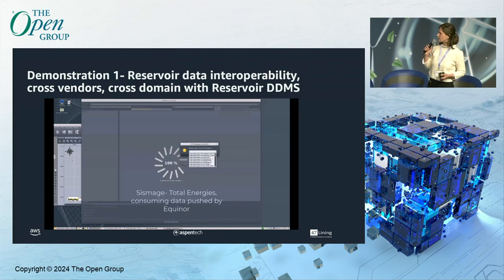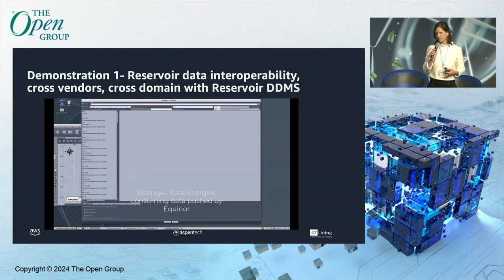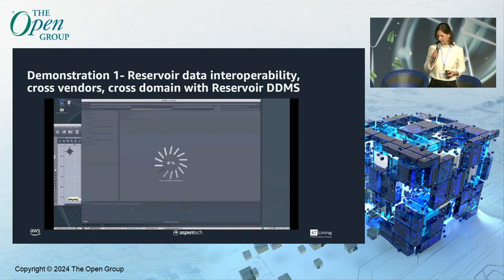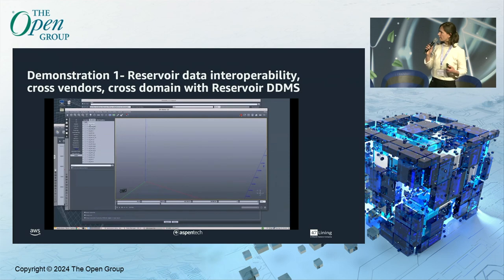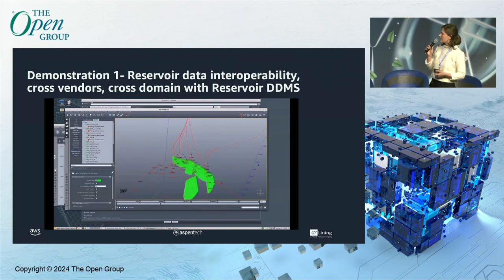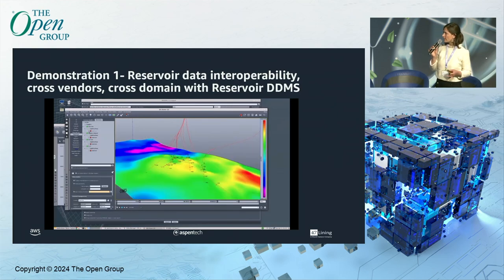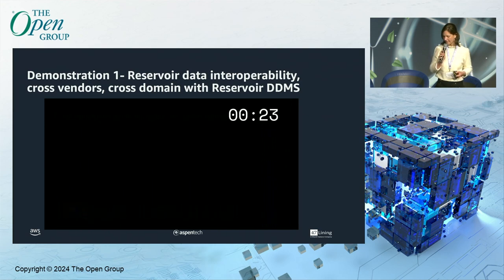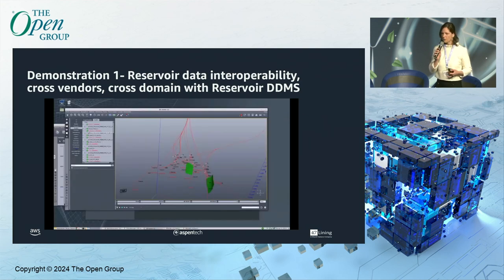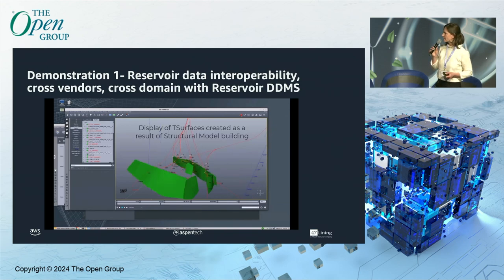Here in that case, we'll see how with the ETP connector in SysMaj, Total Energies is retrieving the data. From the same data space, the same data will be available. We have metadata associated. For those who were able to see, we have the name, the username of the people who generated the data. We see the well data, we see the faults, and the horizons, directly pushed from Aspen RMS, here available in SysMaj. Here we'll do some surface building. We'll build the surface associated to this interpretation.